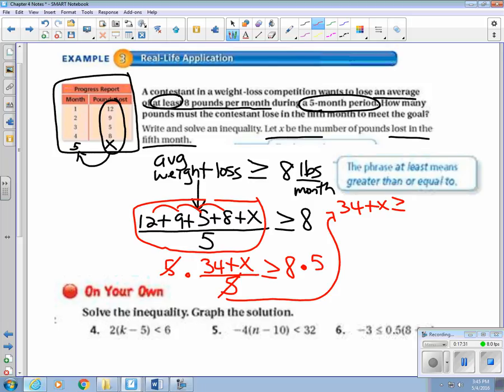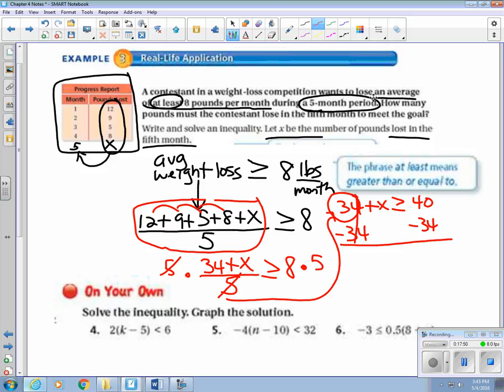8 times 5 on the right side is 40. Okay? And now I can get X by itself. This 34 over here is positive. There's no sign in front of it, so that makes it positive. To get rid of a positive, I need a negative. So I'm going to minus 34. All right? So I'm going to subtract 34 from both sides.